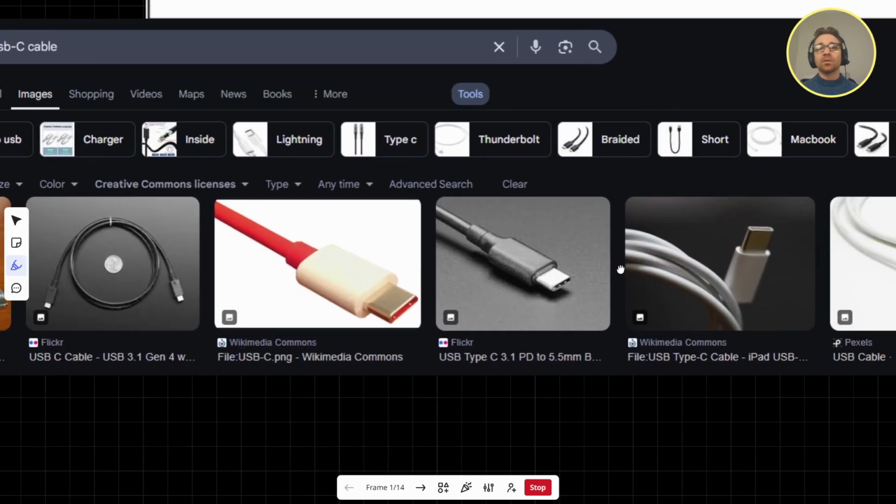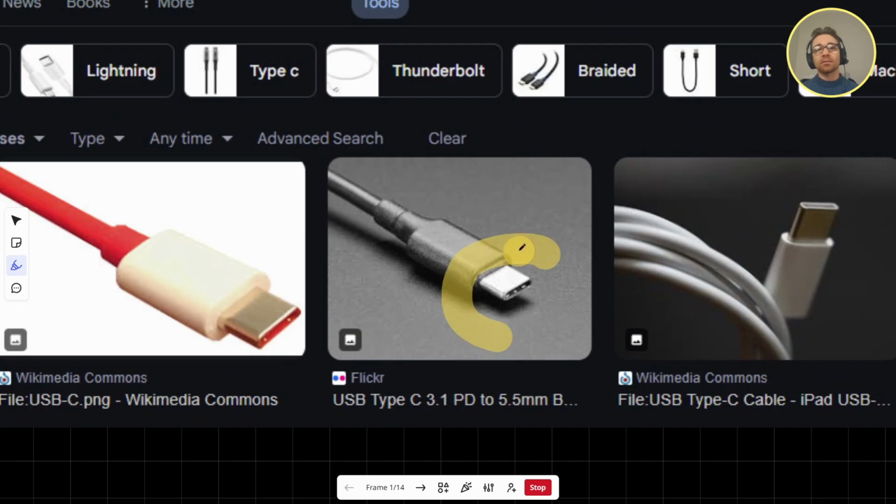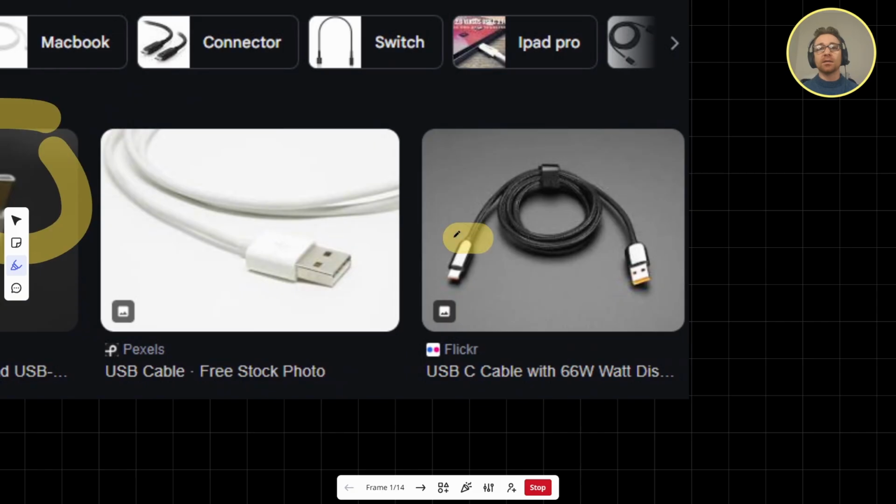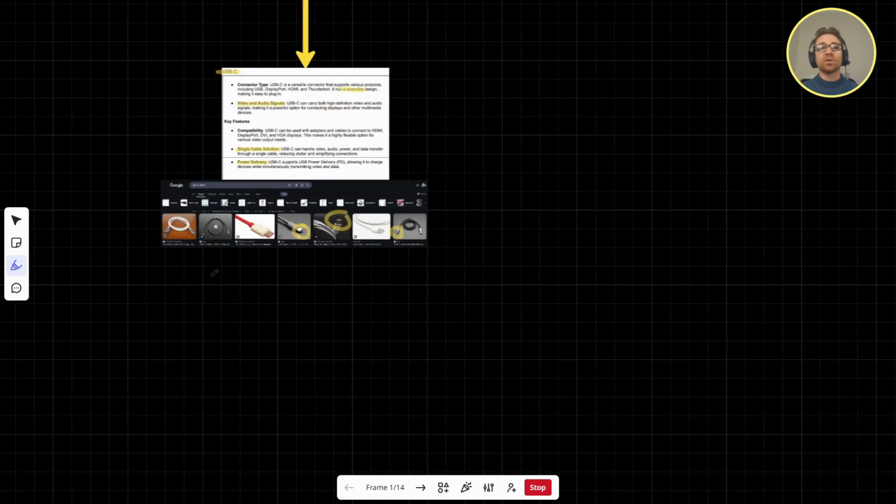Now, other than that, you just need to know it looks like this, right? We know what it looks like by now. I've shown you before. It looks like this, and it looks like that. All right, that's pretty much what you need to know for that one.